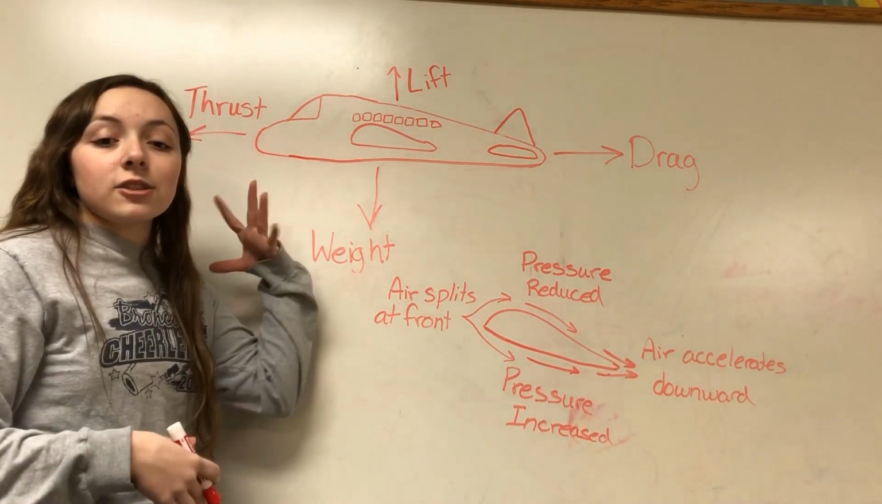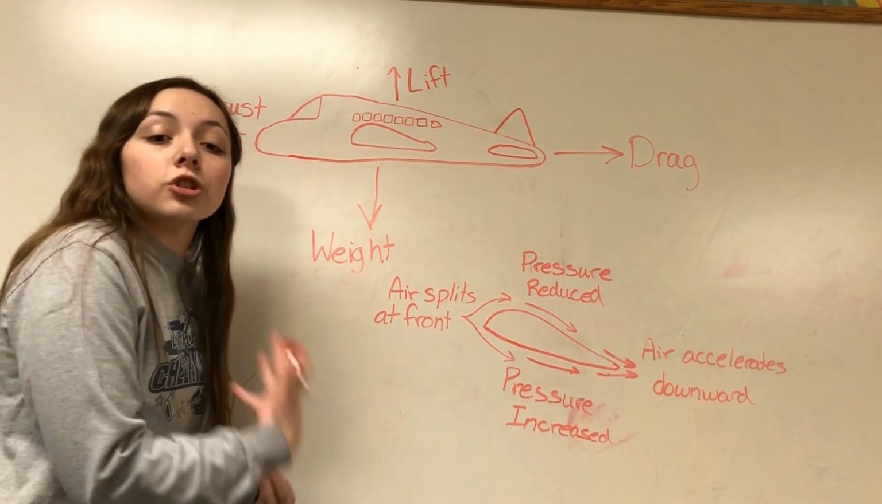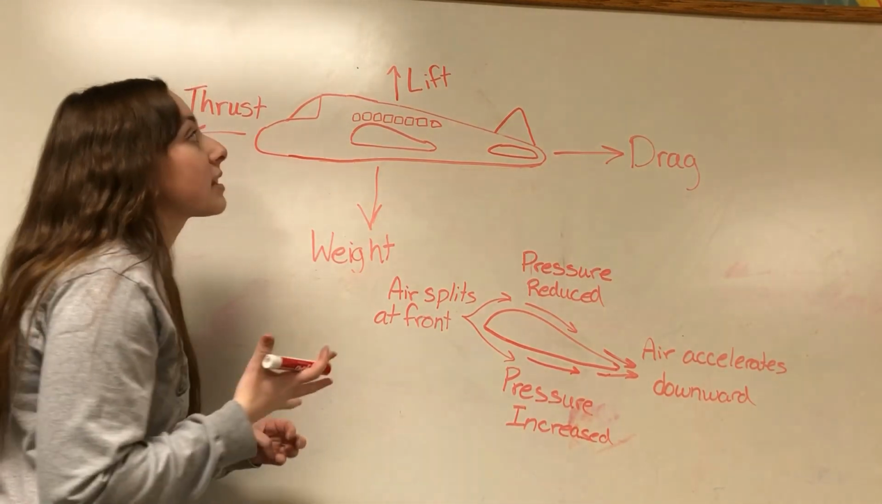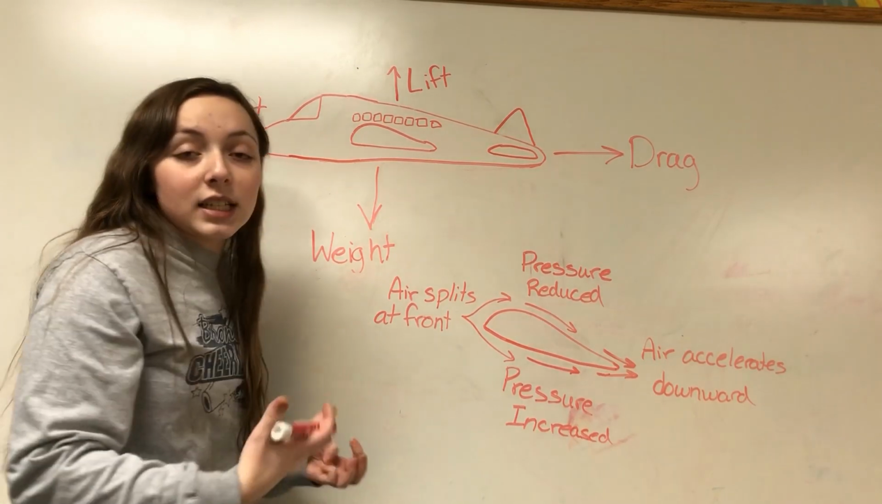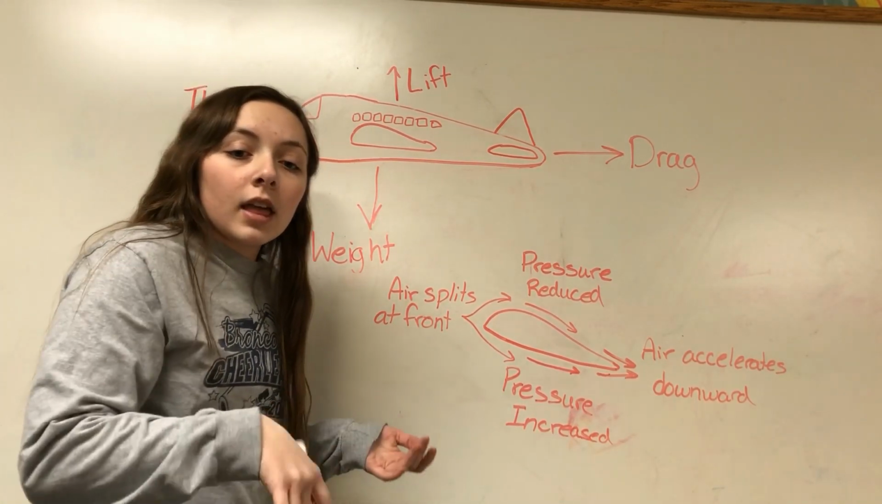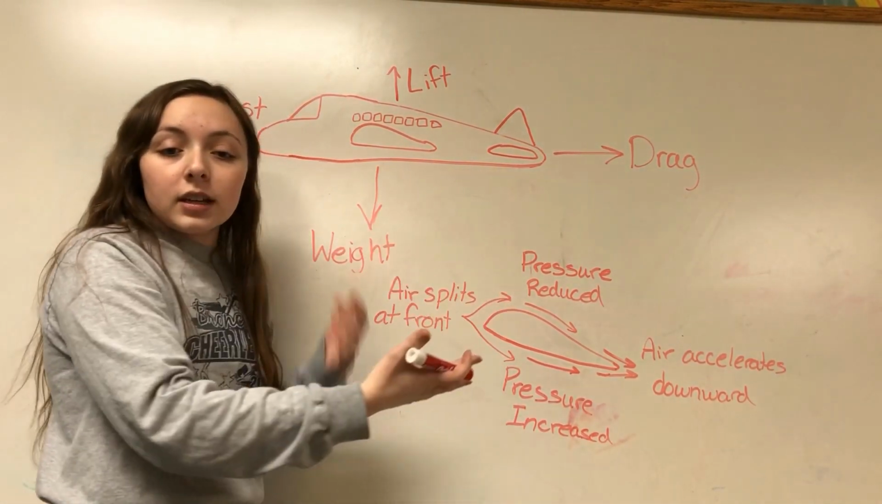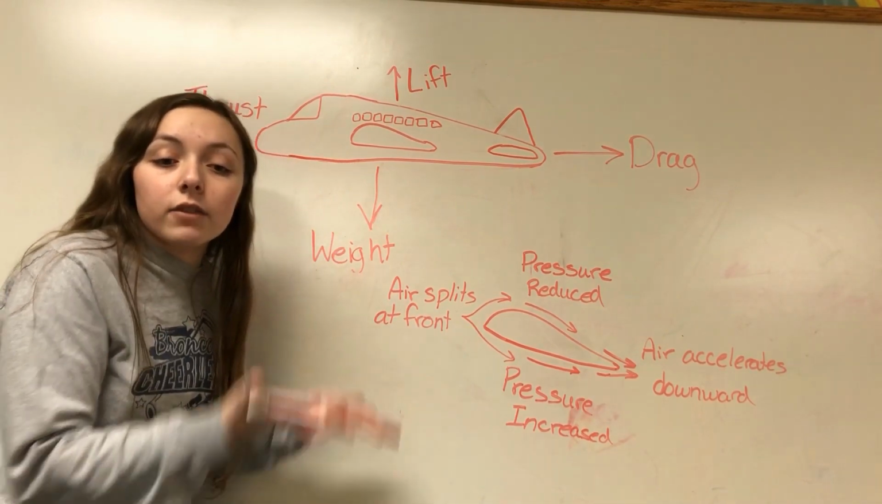Now, weight is the force that pulls the plane downward due to gravity. The more mass a plane has, the more weight it has. And the more weight means the more lift is needed to get off the ground. And lastly, lift is what allows the plane to actually leave the ground.